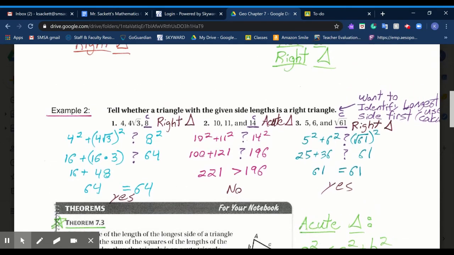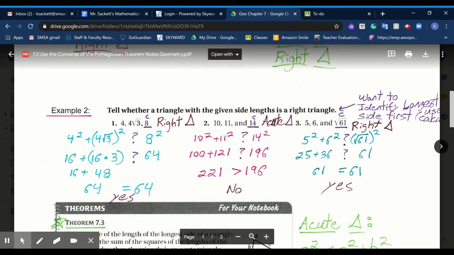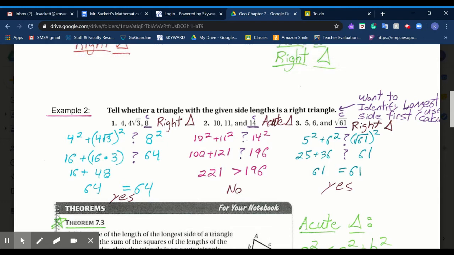So looking at example two, number one, the first thing we want to do in all of these is to identify the longest side, or the side that's going to be c. So if you can't tell, for example, like 4 times the square root of 3, what that value is, you'd want to type that into your calculator, 4 times square root of 3, so that you could compare it to 4 and 8. So in this case, 8 is our longest side, so that'll be c.